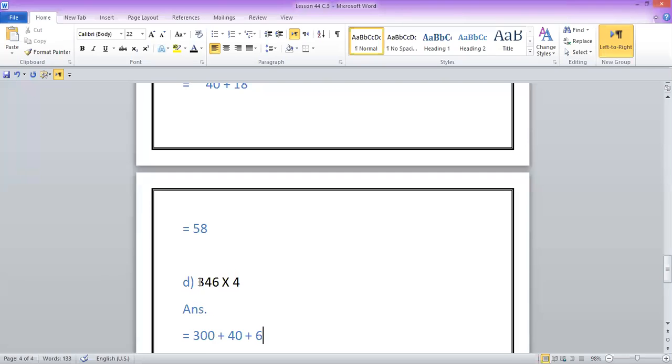Why does 3 have the value of 300? Because 3 is in the hundreds place. Exactly. Why does 4 have the value of 40? Because it's at the tens place. Very good. And why does 6 remain the same? Because it's the ones place. Exactly. Right, guys? How will we do 346 multiplied by 4 in the partition method? I will tell you in the same way like we did above. In the same way we will do multiplication.